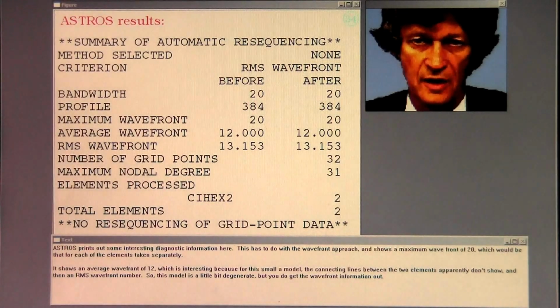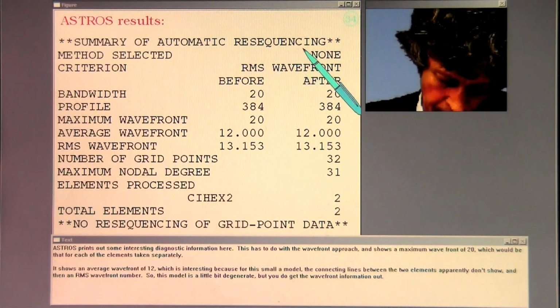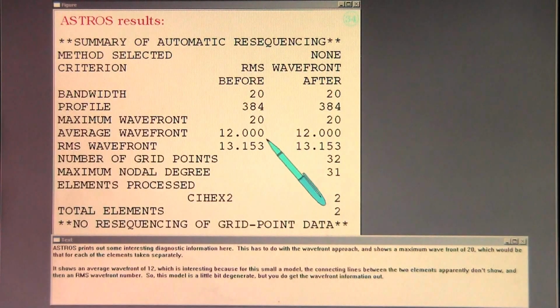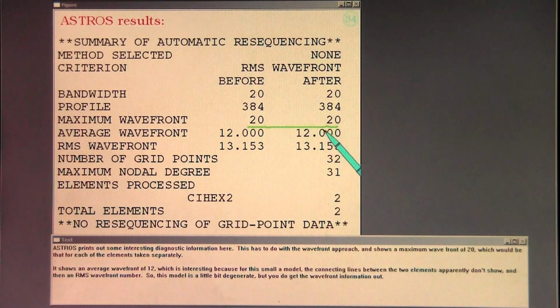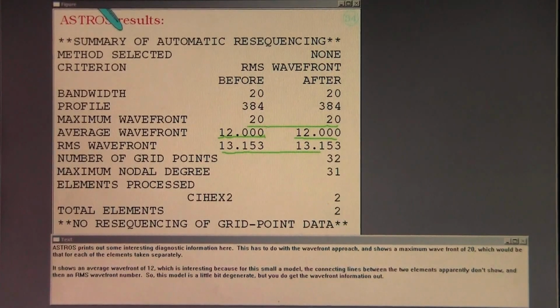ASTROS prints out some interesting diagnostic information here. This has to do with the wavefront approach and shows a maximum wavefront of 20, which would be that for each of the elements taken separately. It shows an average wavefront of 12, which is interesting because for this smaller model, the connecting lines between the two elements apparently don't show, and then an RMS wavefront number. So this model is a little bit degenerate, but you do get the wavefront information out.